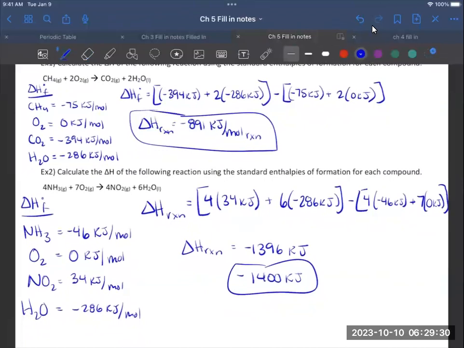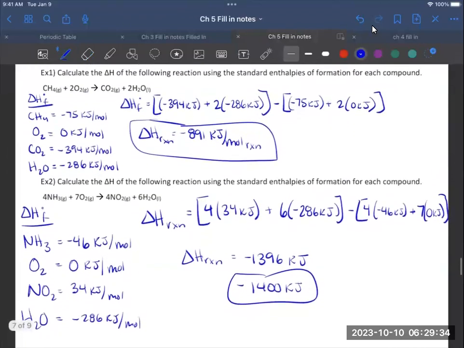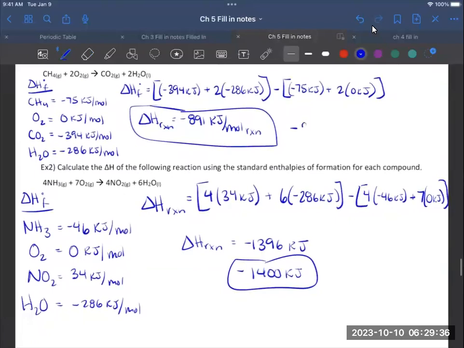Okay, looking good. So there you guys have it. Did I get the sig figs wrong on this one? Of course I did. This should be negative 890 kilojoules. There we go.